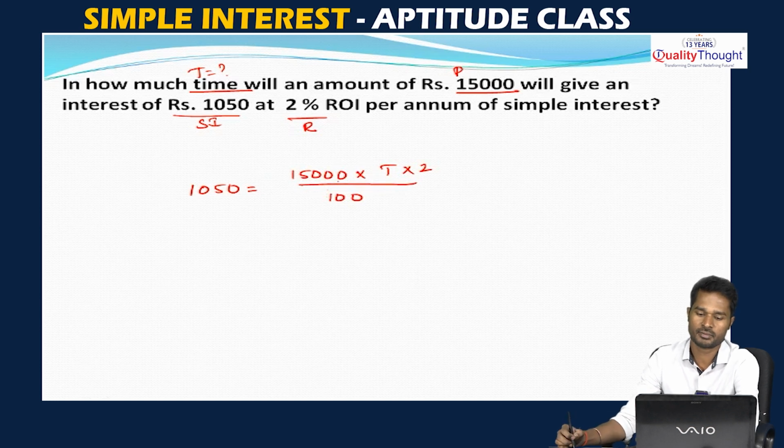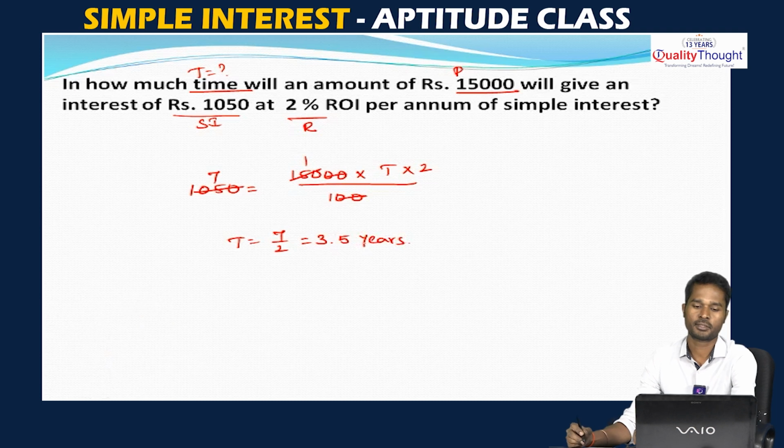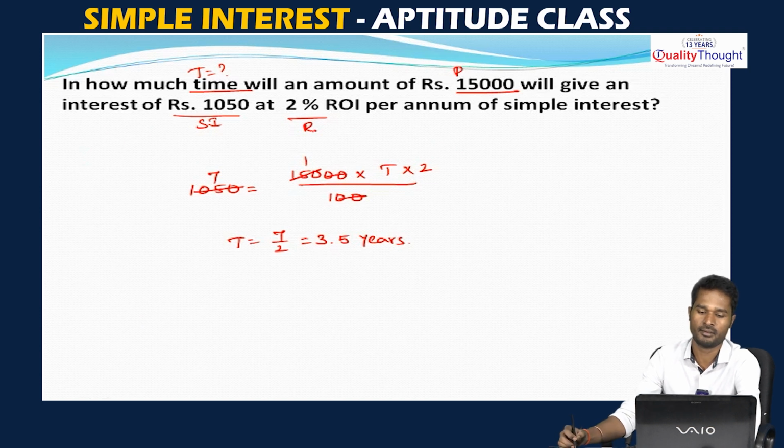It is a simple calculation. The two zeros will cancel, 150 ones are 150, 7s are, 15 7s are 105, so that 0 you can cancel here. So the time period T is equal to 7 by 2, which is 3.5 years. That is what the question says. We needed to calculate the time period for 15,000 rupees to give a simple interest of 1050 at 2% rate of interest.